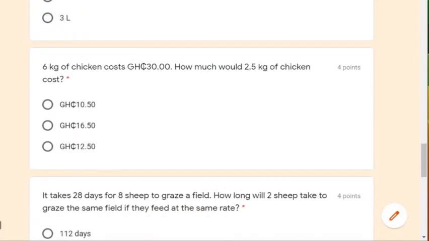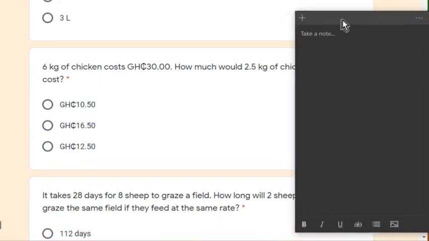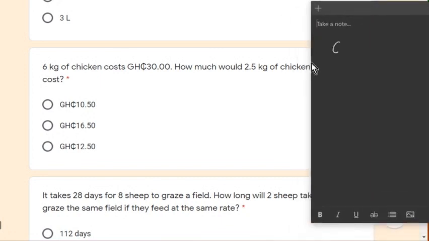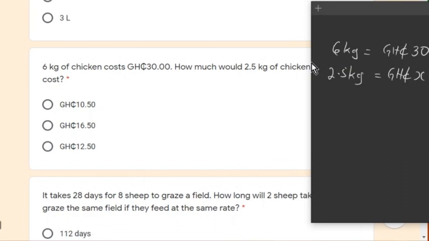6 kilograms of chicken cost 30 Ghana cedis. How much would 2.5 kilograms of chicken cost? This is also a direct proportion. So we have 6 kg is 30 Ghana cedis. So 2.5 kg will be how many Ghana cedis? Okay, so cross multiplication of the figures. So I have 6 times x, or 6x, is equal to 30 times 2.5. Then when I divide both sides by 6, I'll get 30 times 2.5 all over 6.